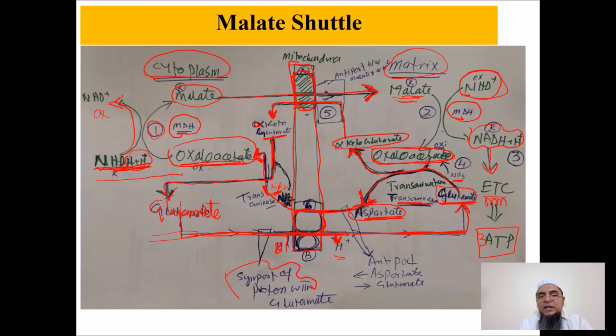However, aspartate and glutamate, they are antiport, because aspartate is going to the cytoplasm and glutamate is coming back to the mitochondria. This pathway is called the malate pathway or malate shuttle system. I hope it's clear. Let me repeat it again for you.